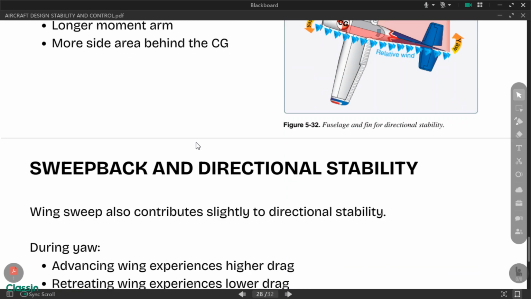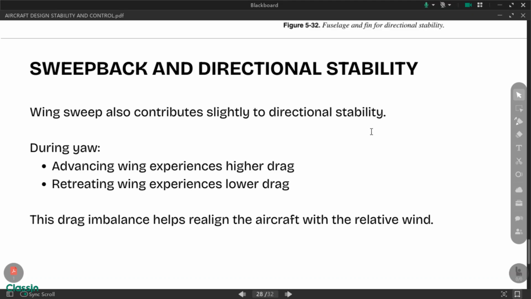So, sweepback also affects directional stability. Okay? Although our vertical stabilizer is the primary contributor to directional stability, the geometry of our wings can also contribute. So again, our sweepback plays a role. So imagine our aircraft yaws slightly to the right. Our left wing would become the advancing wing, no? Our right wing becomes the retreating wing.